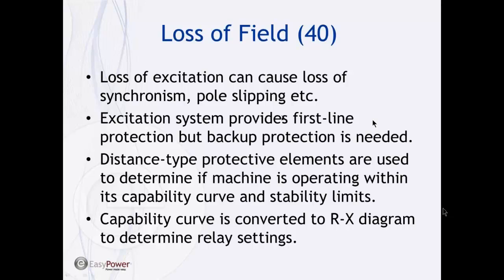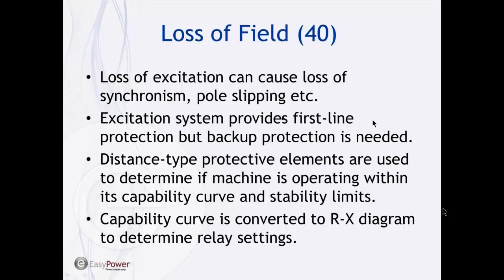So normally these days the excitation system is going to provide protection against loss of field. It's built into the excitation system, but you need a separate protective relay to back up the excitation system. So that's going to be the loss of field protection. Typically what we do these days is use a distance type protective element that looks at the R and X that it sees. So we need a voltage and current input for loss of field. And we do this by taking the capability curve of the generator and converting that to an RX diagram.